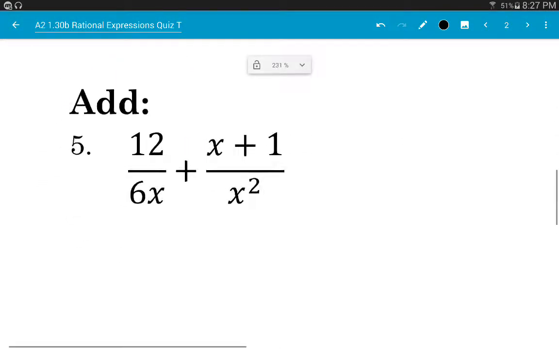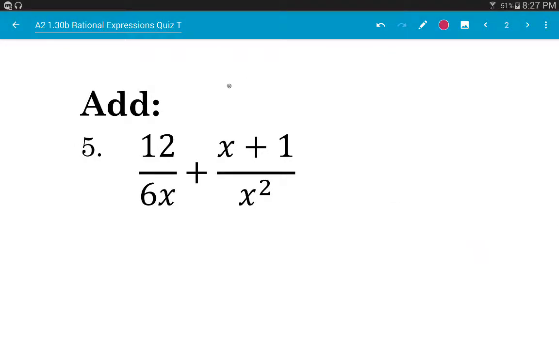For addition, in order to add, I need to get the same denominator.